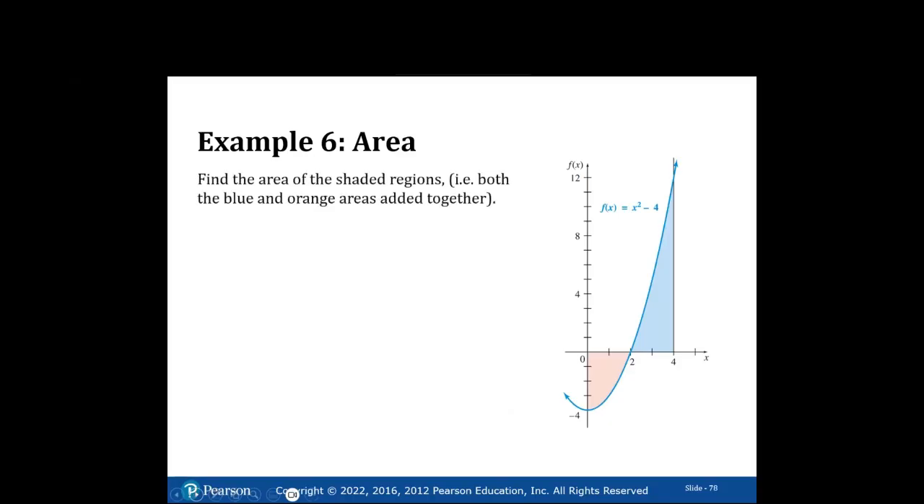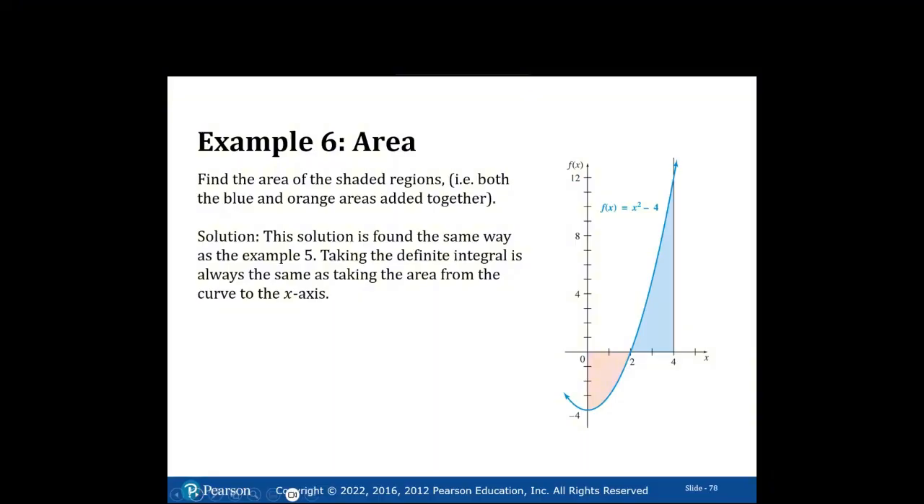So here's another area. We're going to find the area of the shaded regions. But I want to know the total area of the two regions together. All right? So I want a positive area of the two pieces. So we're going to do the same thing, finding the two areas together.